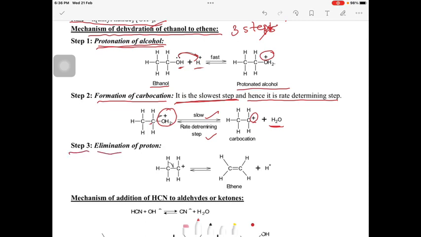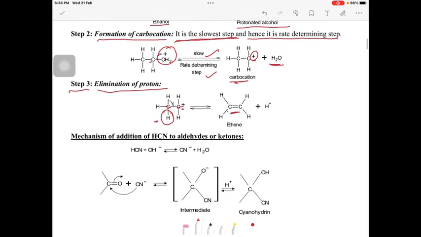Step 3, elimination of a proton from the carbocation, which is obtained in step 2. Remove the hydrogen from the carbon atom that is next to the positively charged carbon. Remove this hydrogen and we get a double bond between these two carbon atoms, that is ethene.